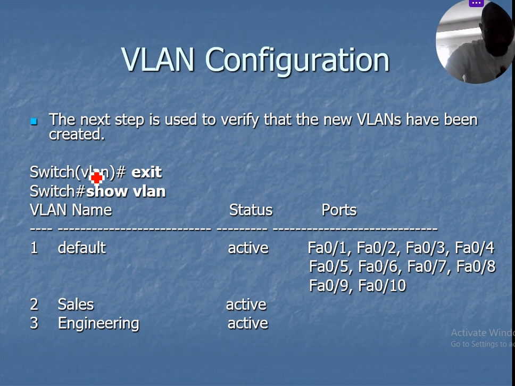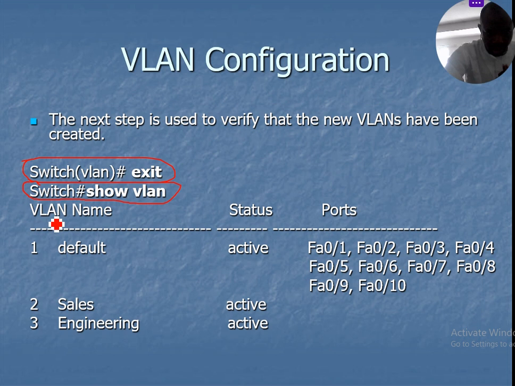Then we type a show command to show us what we have done, or to exit. Switch VLAN hashtag exit, meaning you exit the interface after you've created this. Then if you want to see what you have done, you say switch hashtag show VLAN. Once you put hashtag show VLAN, it shows what you have done.